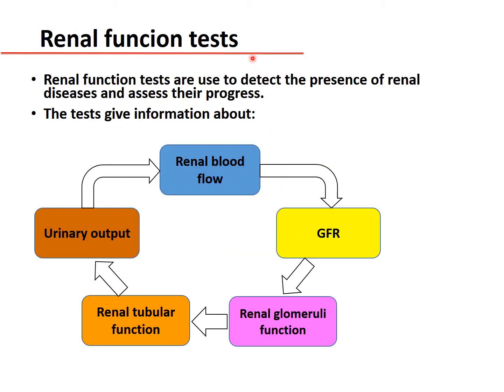The renal function tests are used to detect the presence of renal diseases and assess their progression. The tests give information about the blood flow, GFR, renal glomerular function, renal tubular function, and the urinary output. So any of these usually is involved in the renal function, and any changes that occur let you conclude something about the renal function.